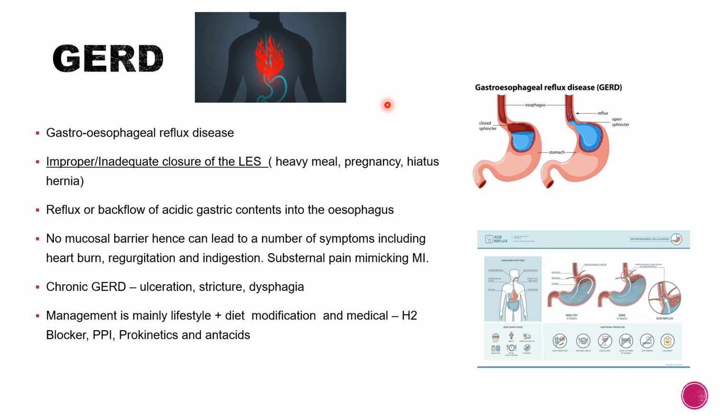Okay, and the management is mainly lifestyle. There's diet modification. There is less spicy food, small meals, less intervals, then less alcohol, less irritant intake, and some medical management which includes H2 blockers, that is ranitidine, famotidine, PPI, that is proton pump inhibitors. Those are pantoprazole, esomeprazole, prokinetics like domperidone and antacids. Okay. So this was all about GERD and movements in the esophagus.